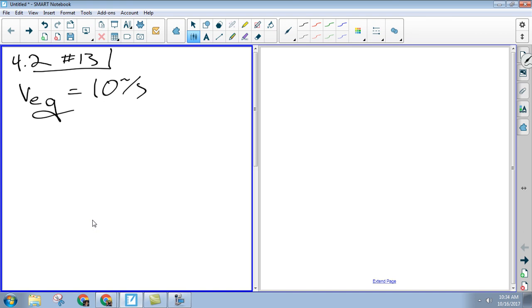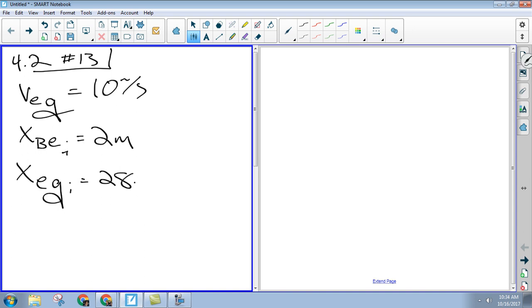All right. Let's see. So it says a boy on the elevator shoots a ball directly upward from a height of 2 meters above the elevator floor. So the position of the ball relative to the elevator initially is 2 meters. Is everybody okay with that notation? Just as the elevator is 28 meters above the ground. So the position of the elevator relative to the ground initially is 28 meters, right?